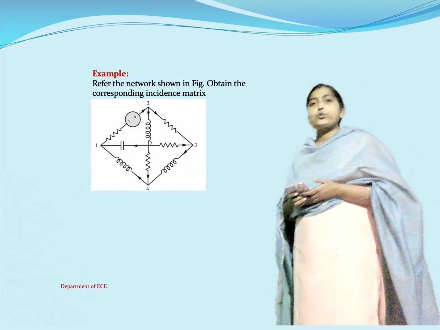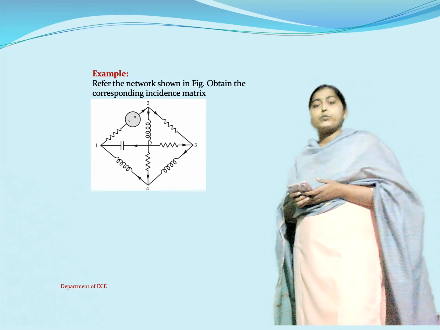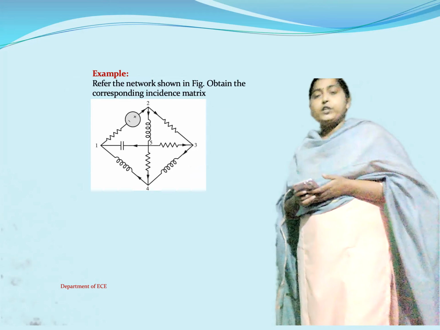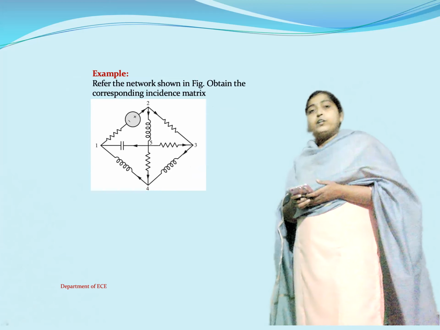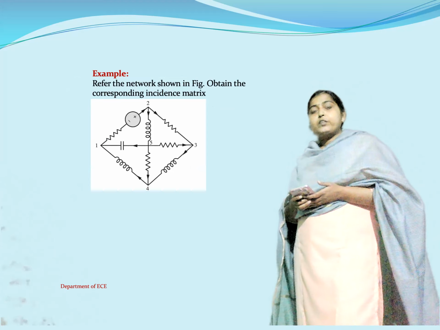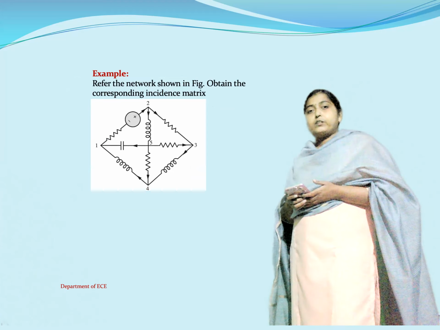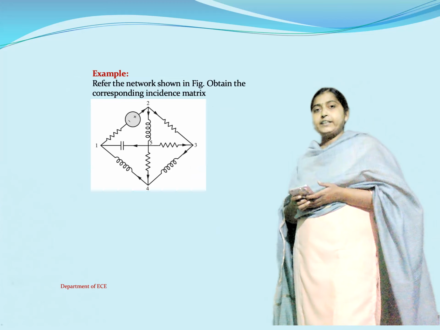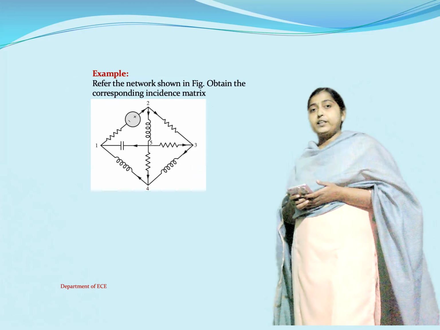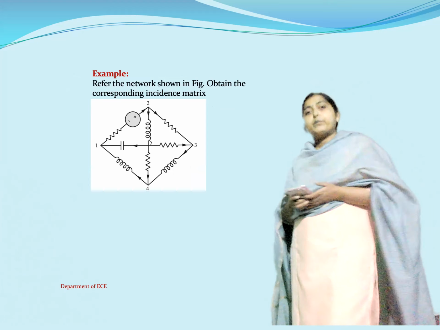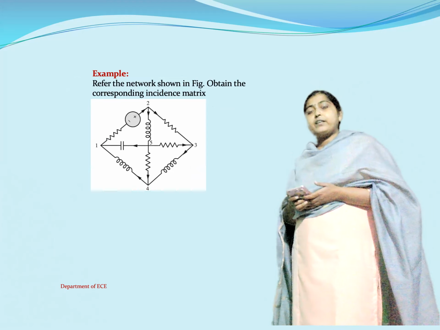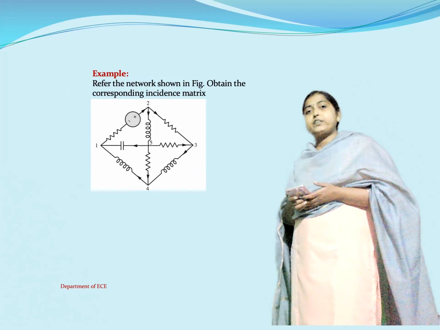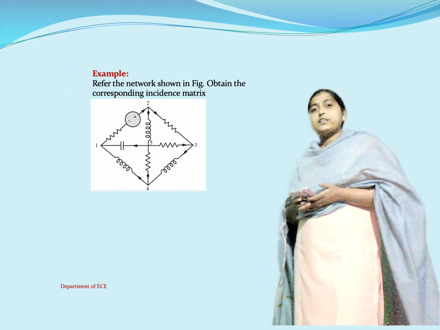Refer to the network shown in the figure. Calculate the corresponding impedance matrix. So this is very, very important. Now for this particular network, you have to write an impedance matrix. You know how to write an impedance matrix, right? But before we write it, you have to first identify the total number of nodes present in this network. So let us start finding it.